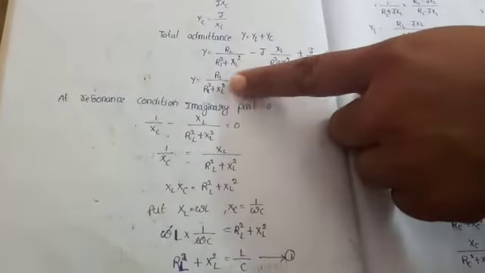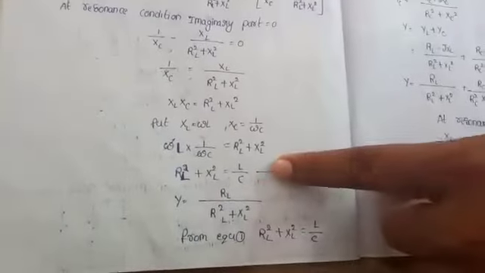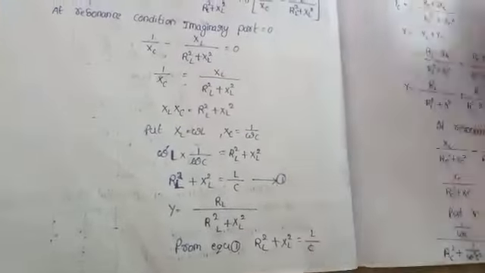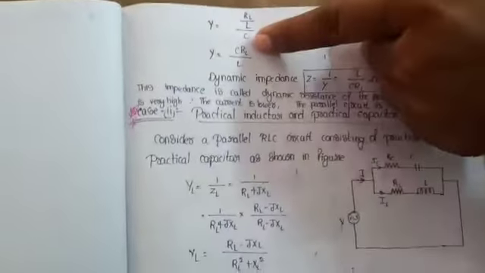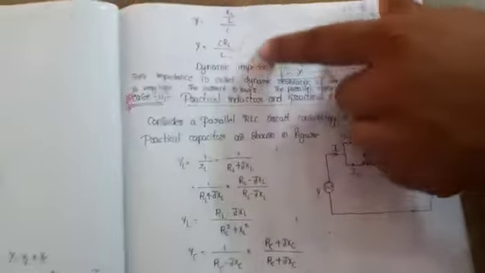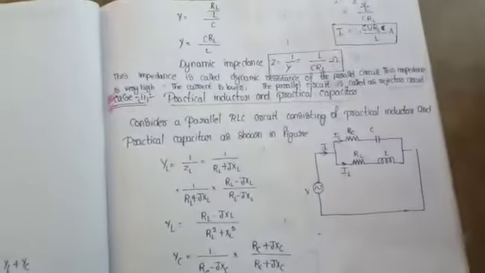Now the other part, that is the real part. The real part is Y equals RL by RL square plus XL square. But RL square plus XL square is nothing but L by C from equation 1. Therefore Y equals RL by L by C, that is C RL by L. This is the dynamic resistance or dynamic impedance of the tank circuit.